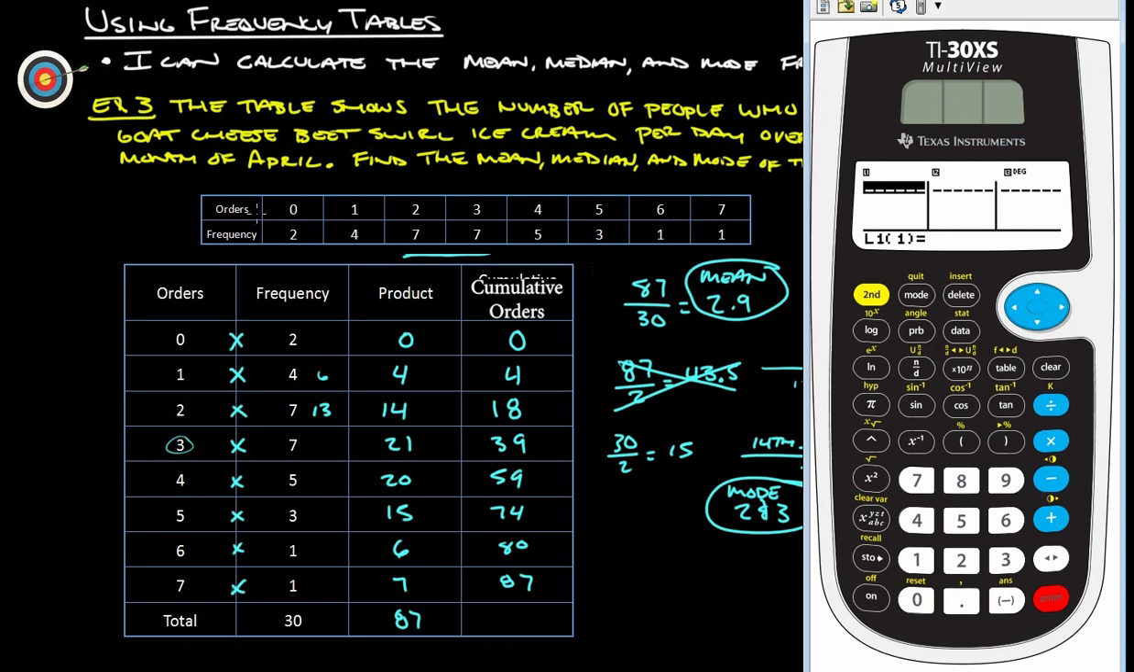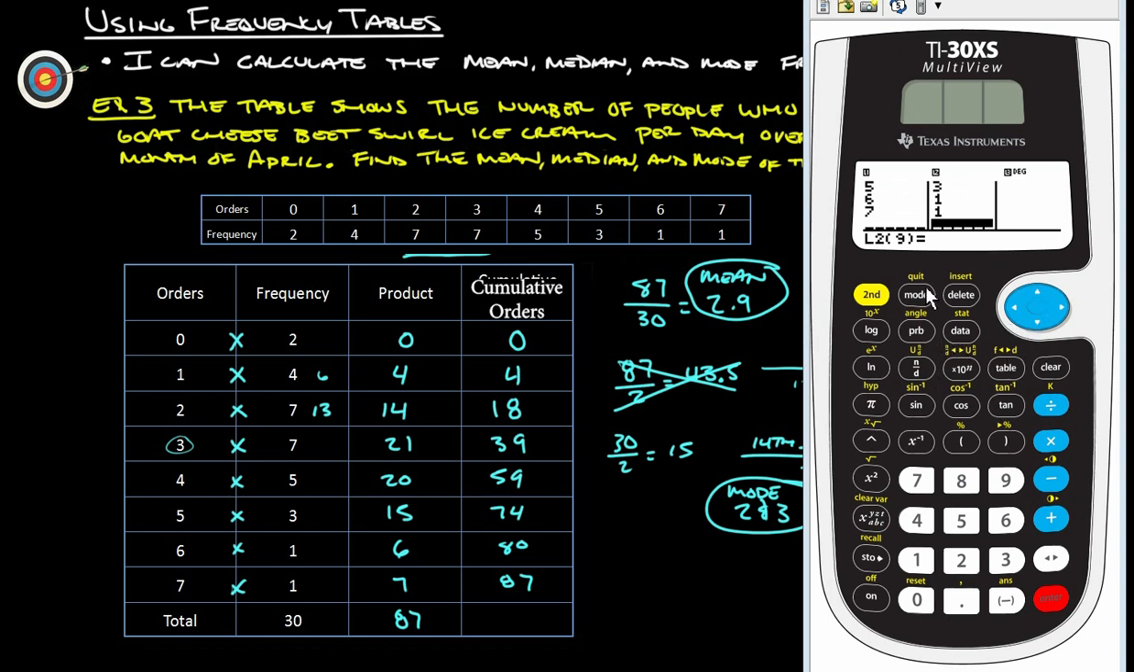And then what we're going to do is we're going to put our orders here, 0, 1, 2, 3, 4, 5, 6, and 7, all in list 1. And then our frequency is going to go in list 2. Okay, so again, to do that on the calculator, you do 0, enter, 1, enter, and we go all the way through. And then we're going to go over and enter the frequency. Okay, so I put all the data in there.